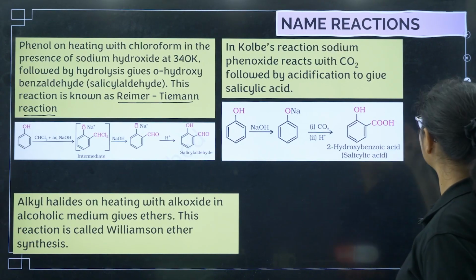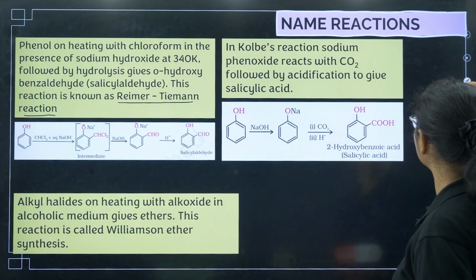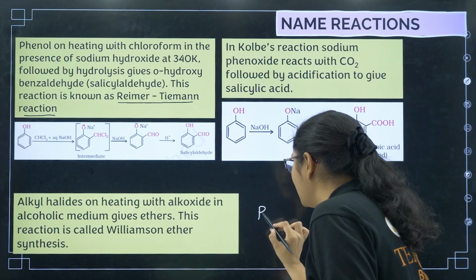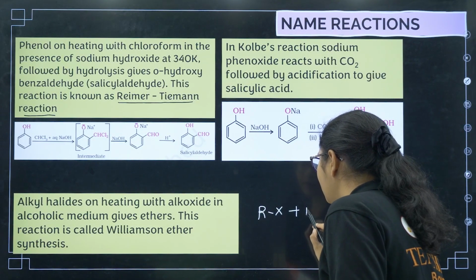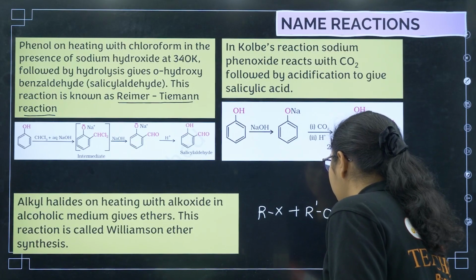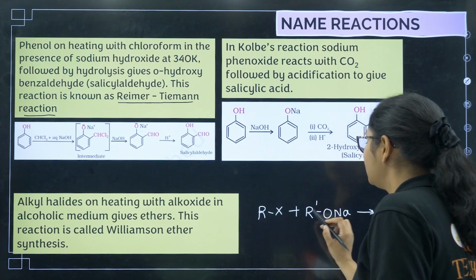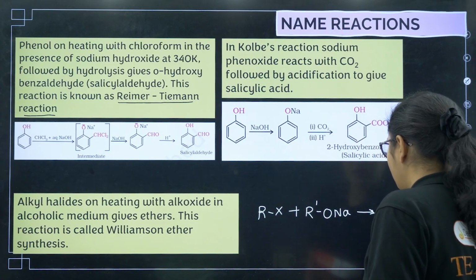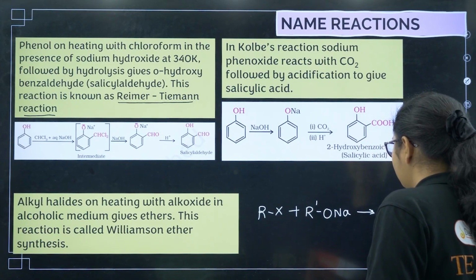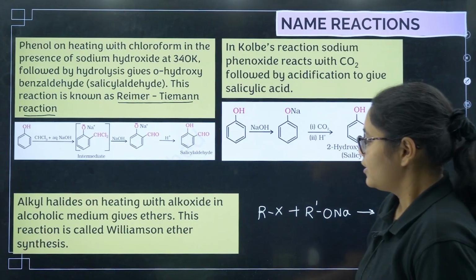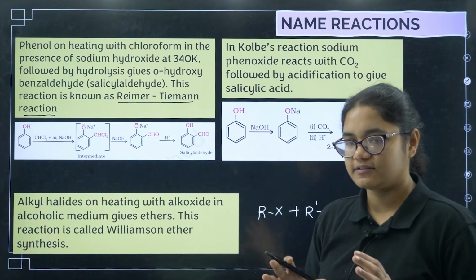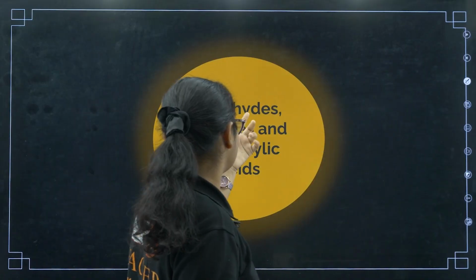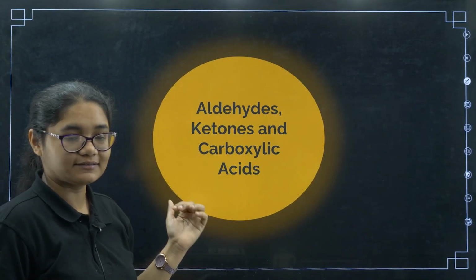Next, Williamson ether synthesis. So in Williamson ether synthesis we have a very simple mechanism. You have one haloalkane and you have one alkoxide. Now this one will react with this one, so we will get here R-OR. Okay. This is your Williamson ether synthesis. Next we will go to aldehydes, ketones and carboxylic acids, third chapter.